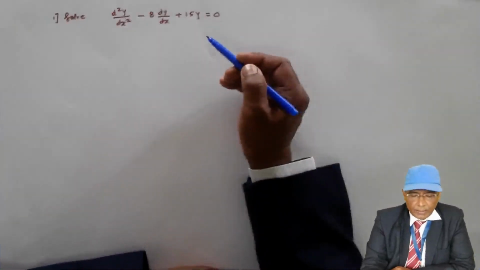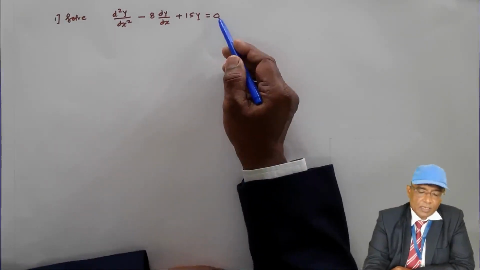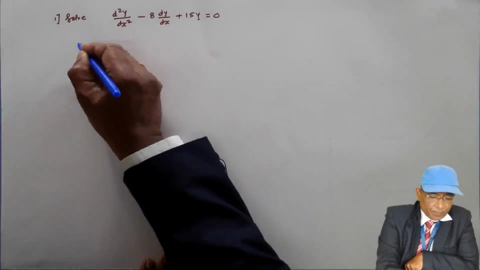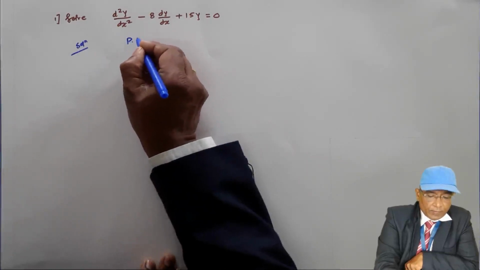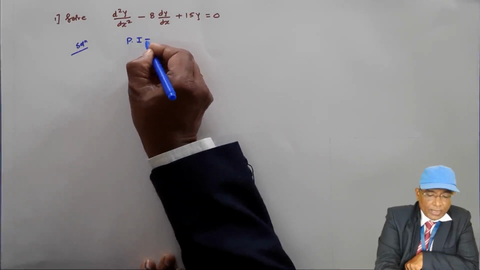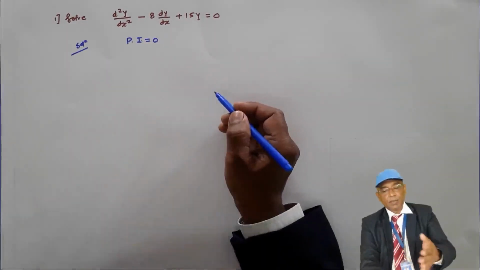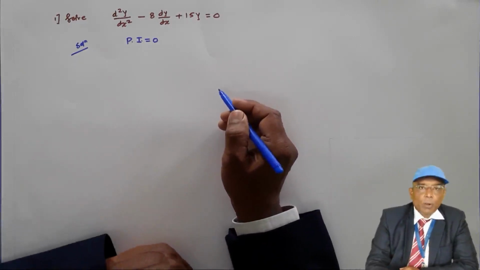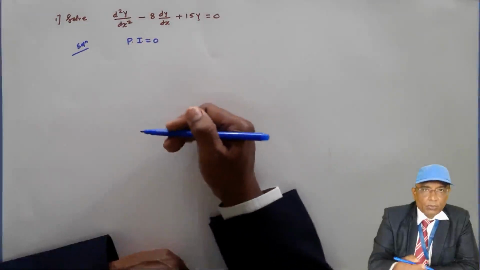As I told you earlier, the particular integral depends on the right hand side, and the right hand side is 0. Therefore the particular integral is 0. Why is it 0? Because the right hand side is 0, and the particular integral depends on the right hand side of the differential equation. Now only the complementary function itself will be the solution. So I am going to find the complementary function.